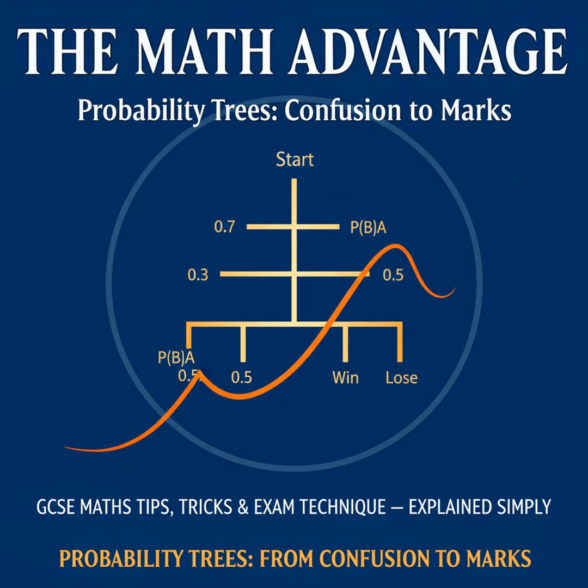Now draw the second layer of branches. For no replacement example, if you picked a red first, the chances of red on the second are now reduced. You'd calculate it as number of remaining red over total remaining. For a numerical question, they'd usually give numbers or percentages, work them out and write them on the second layer.